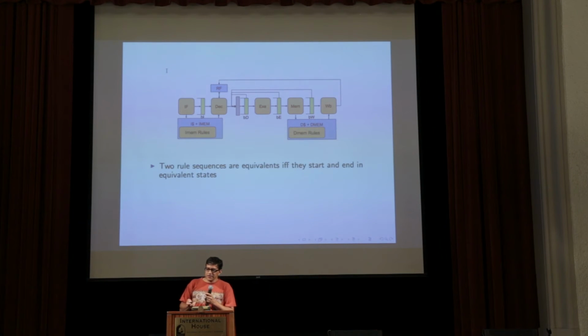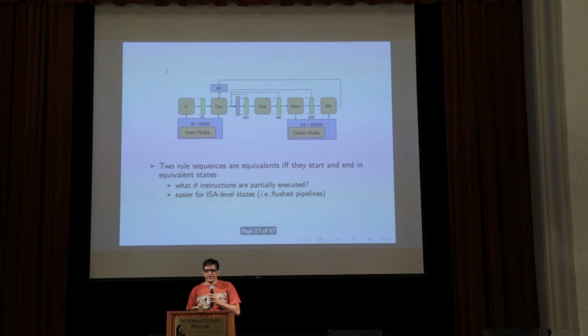Two rule sequences, two implementations are equivalent if they start and end in equivalent states. So this is a notion of bisimulation that you find in various fields. But the problem is what happens if instructions are partially executed. For partially executed instructions, to get to an ISA meaningful state, you flush the pipeline.